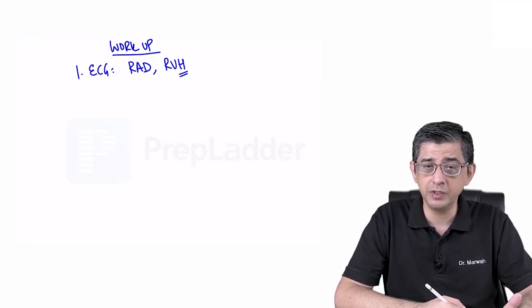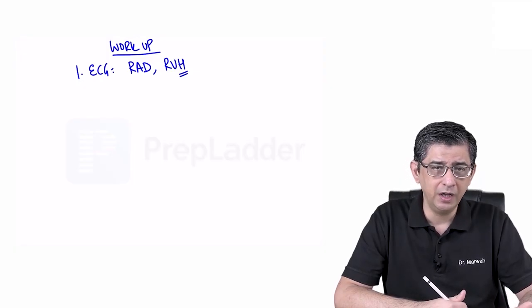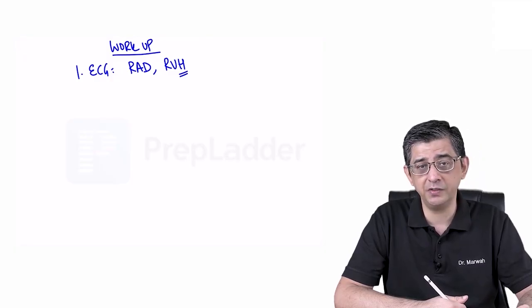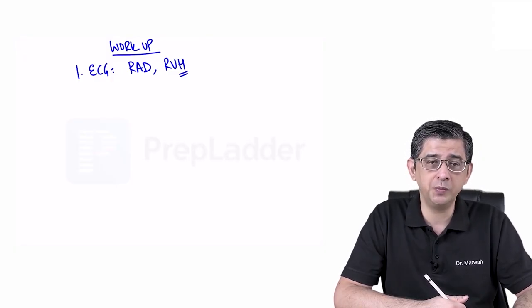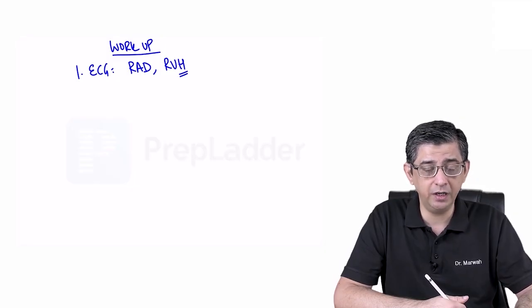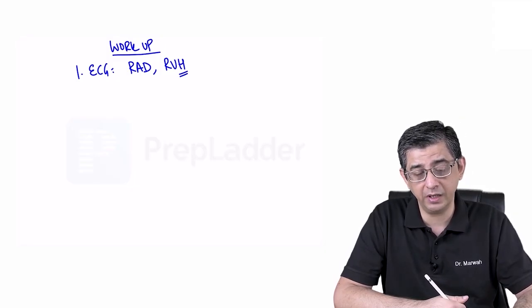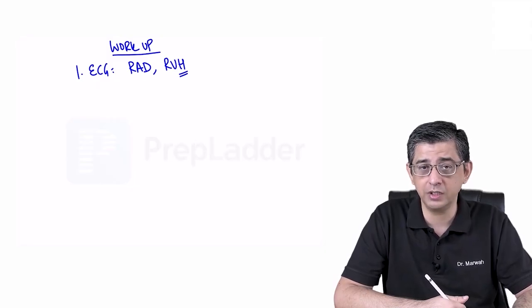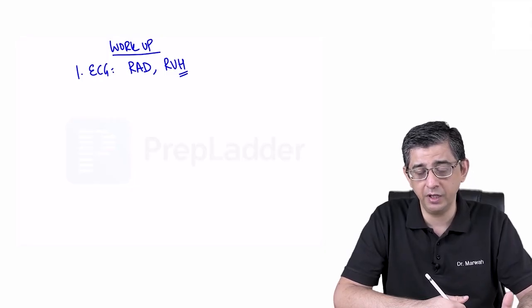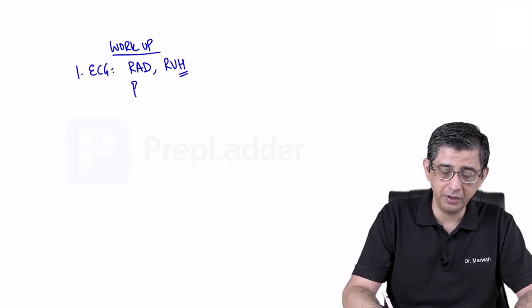There are various criteria which are present, but none of them have a substantially high sensitivity and specificity. So I have not mentioned any specific criteria for RVH, unlike in left ventricular hypertrophy, where I have discussed criteria in the aortic stenosis discussion. For RVH, because none of them have a high sensitivity and specificity, I have not mentioned them.